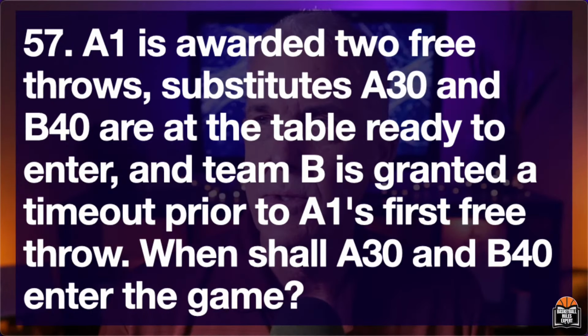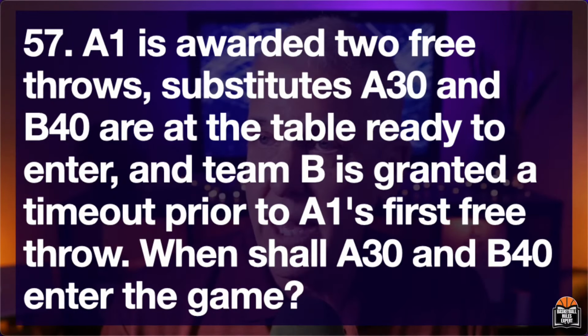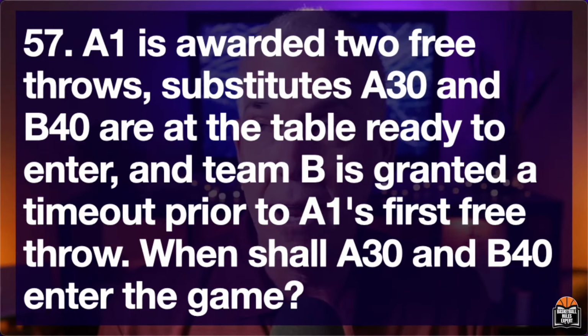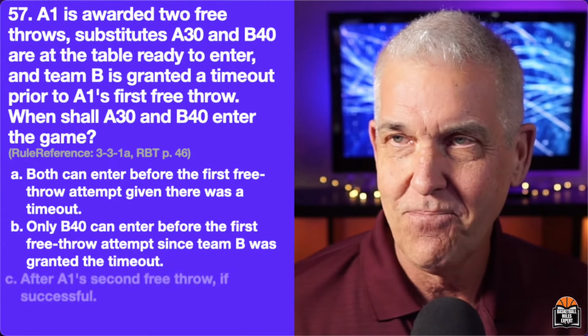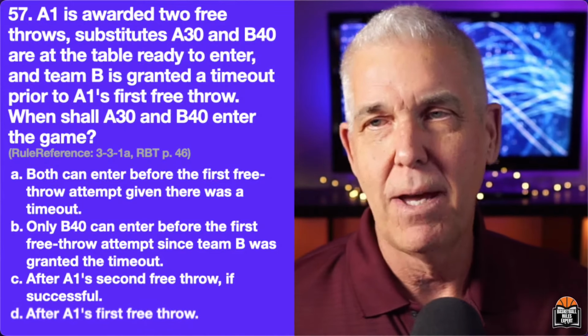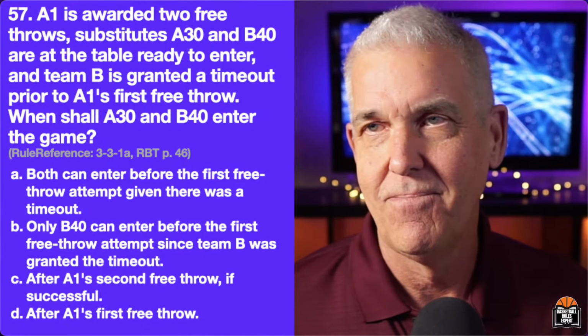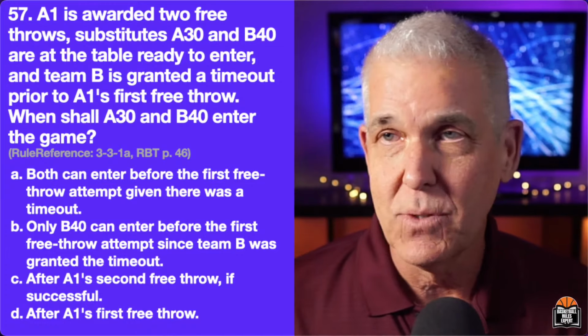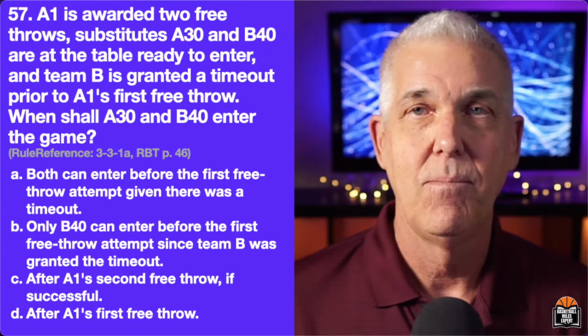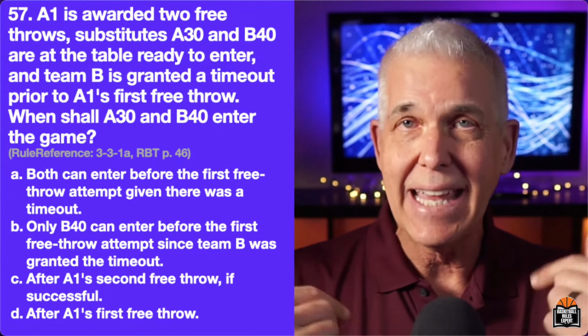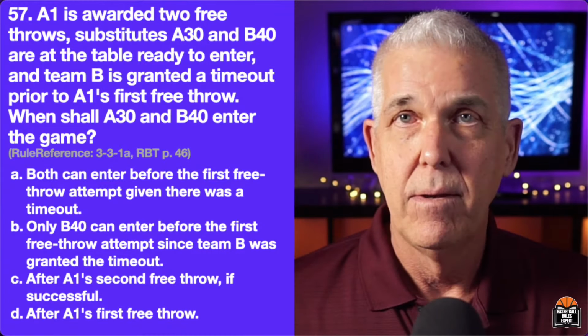57. A1 is awarded 2 free throws. Substitutes are ready at the table to enter, and Team B is granted a timeout prior to the first free throw. When shall they enter the game? They're already in the game. Both can enter before the first free throw attempt given that there was a timeout. But in fact, they are actually in the game at that point. So we'll go with A. That's our story. We're sticking to it.